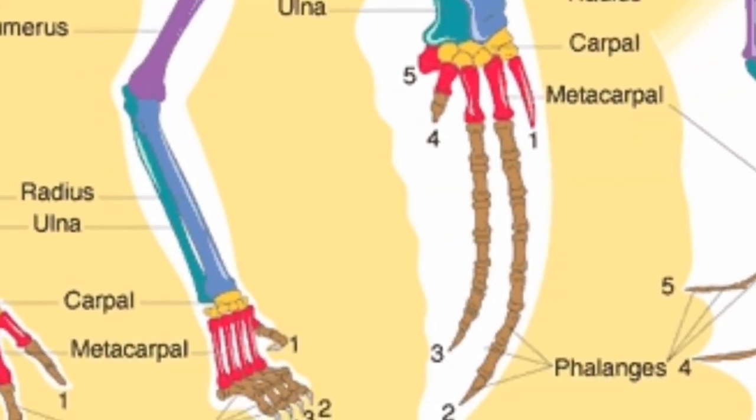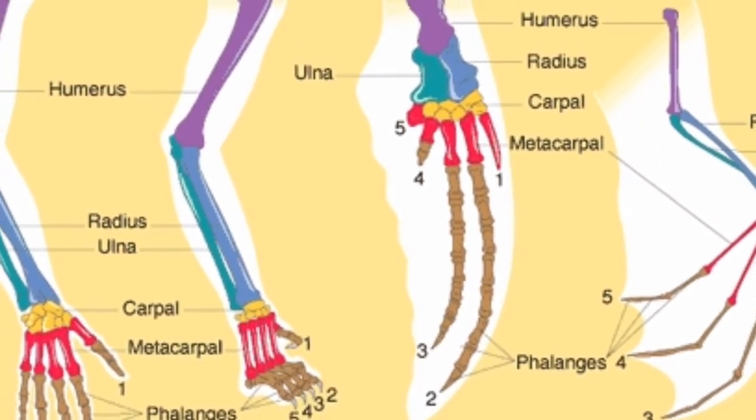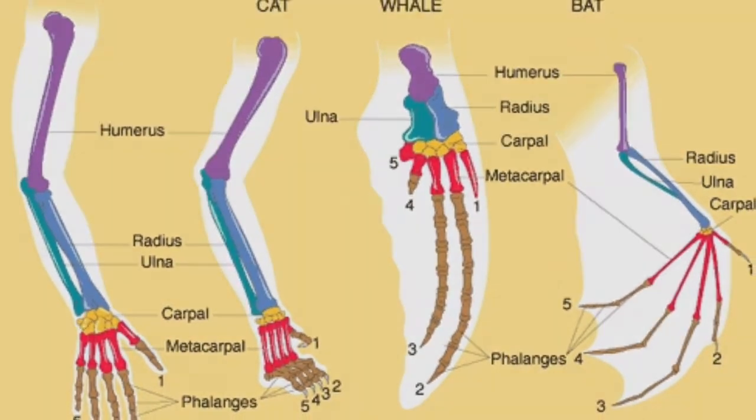Homologous body structure. The way organisms are put together provides important evidence of evolution. Homologous structures share a common ancestry.